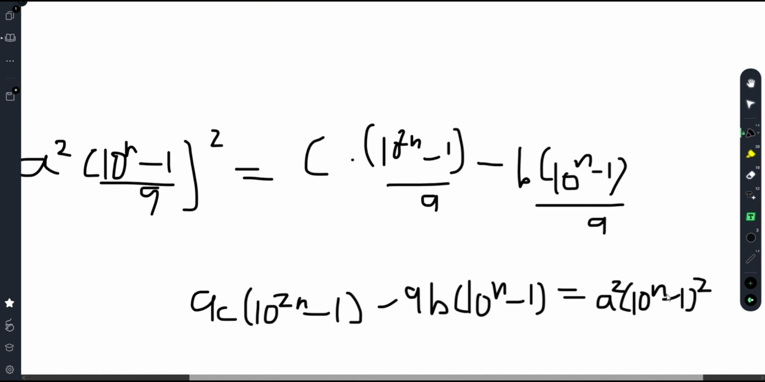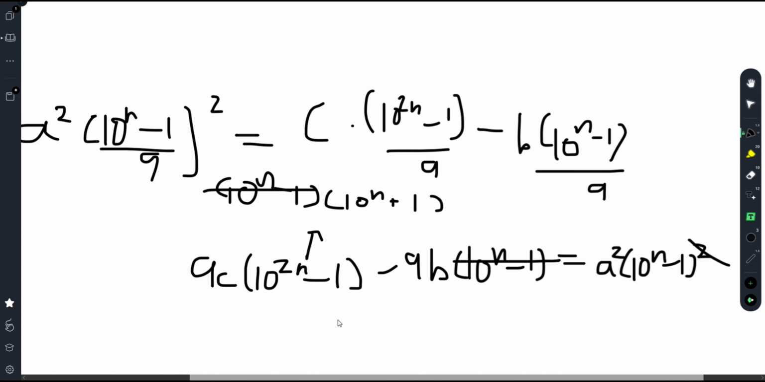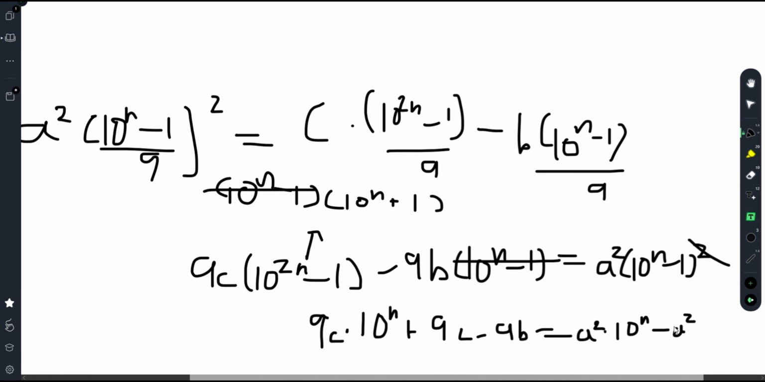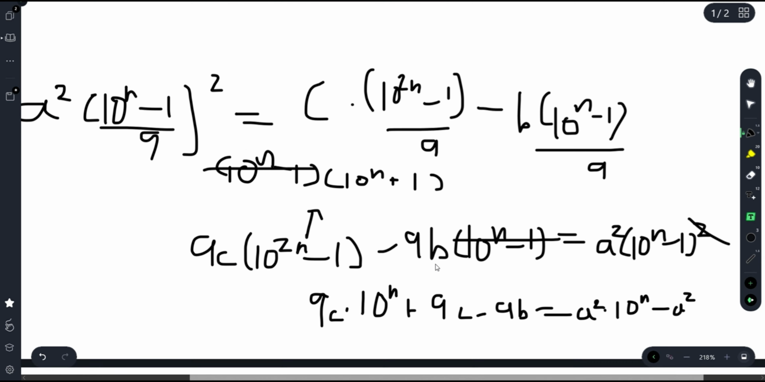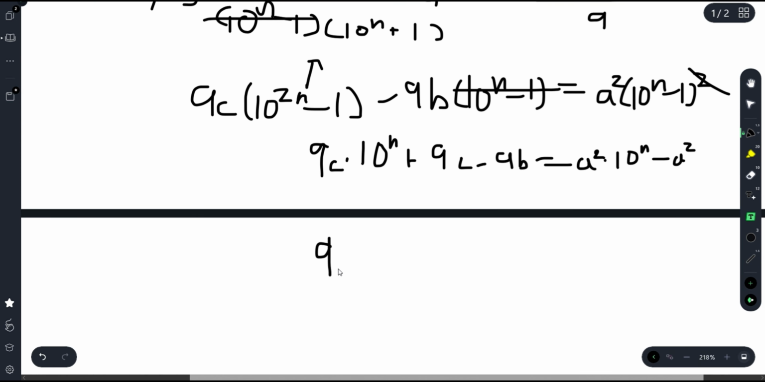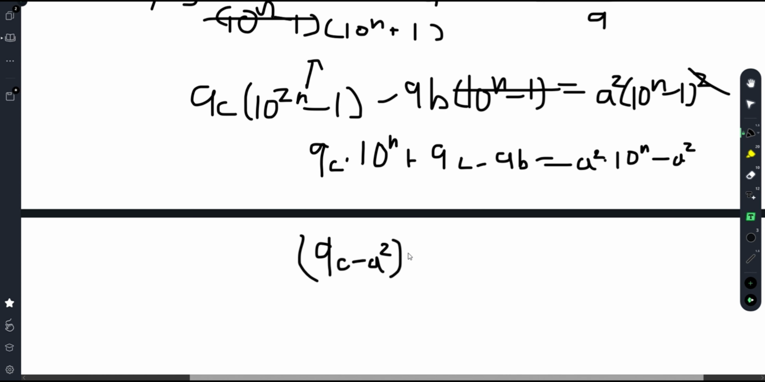We can also divide by (10^n minus 1), because 10^2n minus 1 is just a difference of squares. This is just 10^n minus 1 times 10^n plus 1. So dividing by 10^n minus 1 on both sides, this becomes this. So we get 9c times 10^n plus 9c minus 9b is equal to a squared times 10^n minus a squared. So adding everything to one side, we get (9c minus a squared) times 10^n is equal to 9b minus 9c minus a squared.